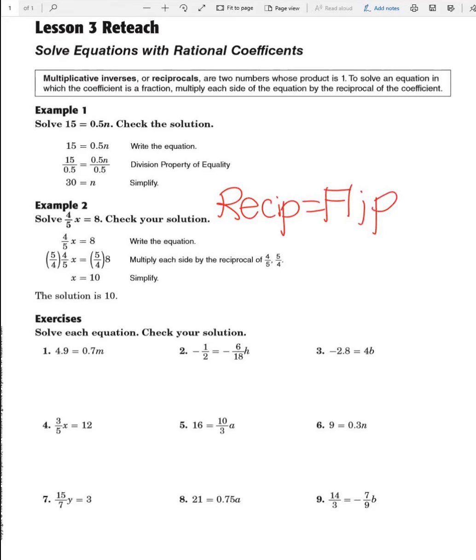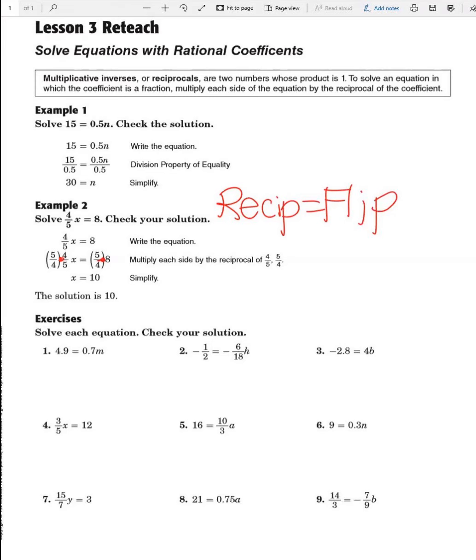You're going to multiply both sides by the reciprocal. 5/4 times 8 equals 10. Bring down your variable x. There's your answer. X equals 10.